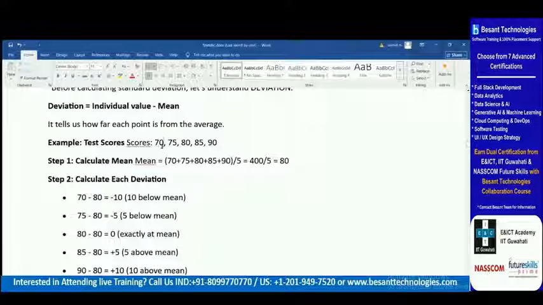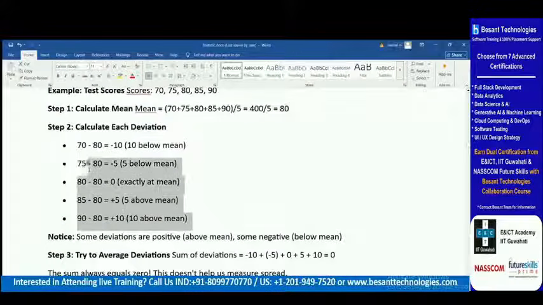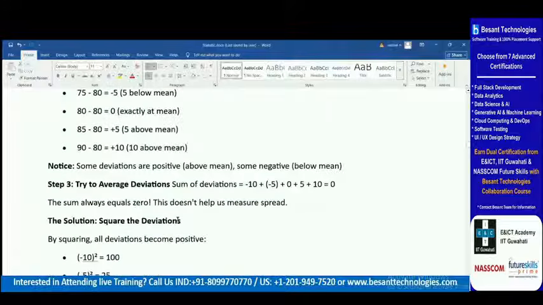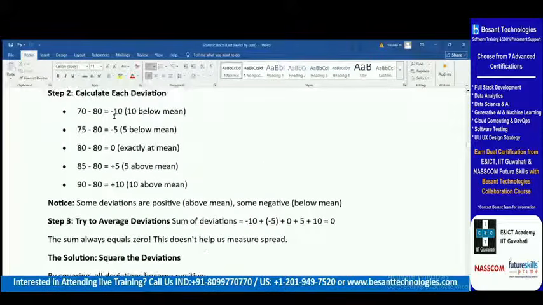Each data point is taken and differentiated with this mean. So it is 70 minus 80, 75 minus 80, 80 minus 80, 85 minus 80, and 90 minus 80. All together you have this. You will see that some deviations are positive and some are negative.